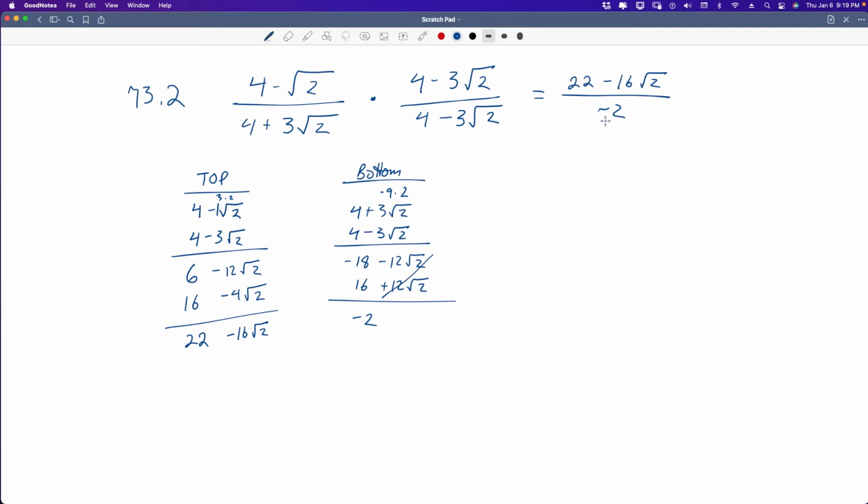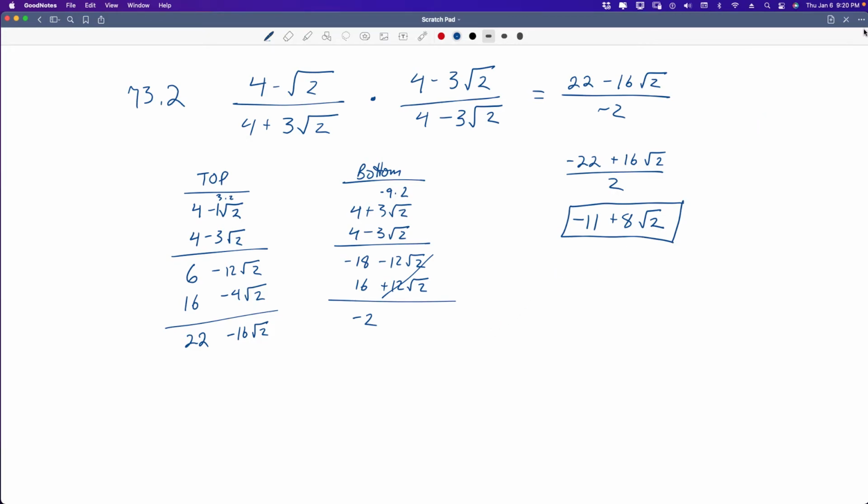Remember, we don't do negatives in the denominator, so we swap the signs. So it's going to be a negative 22 plus 16 times the square root of 2 over 2. Something else that we can look at is that both of these are divisible by 2. So this is a negative 11 plus 8 times the square root of 2 is the answer. So we were able to take it out of a fractional form. Very good. Y'all are so smart.